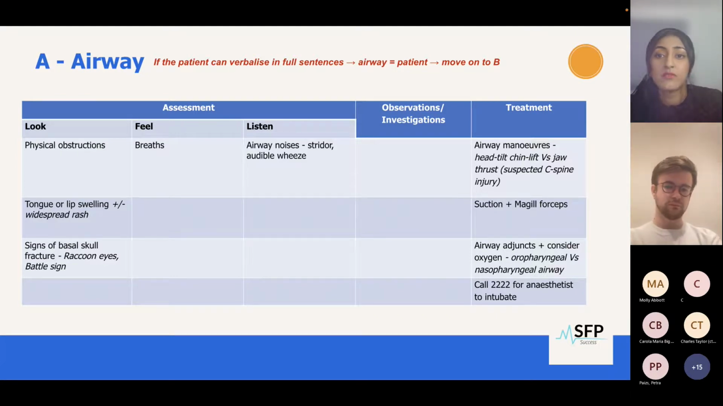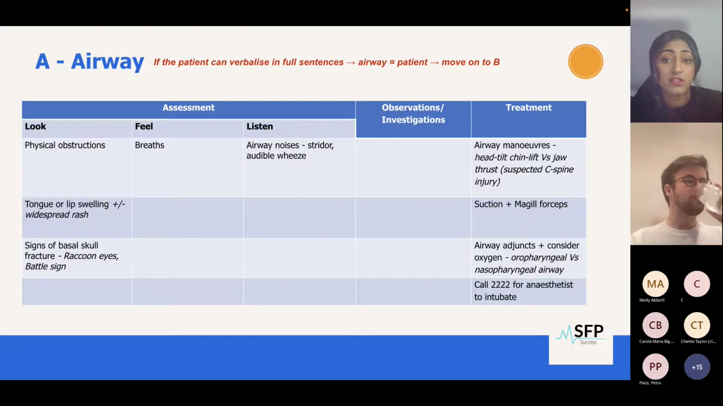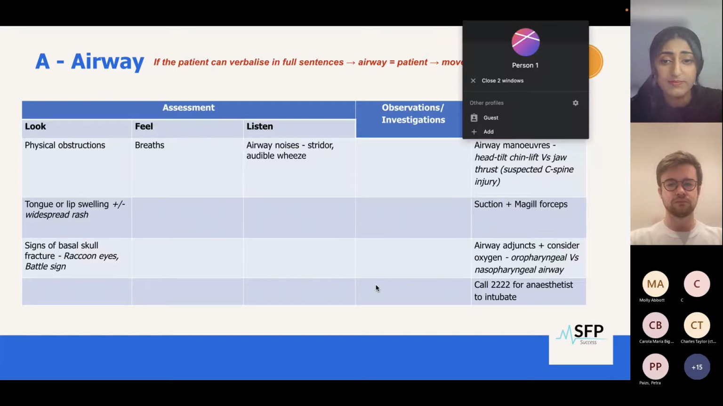And then the main interventions that you're going to do are quite simple ones in doctor's ABC. So your head tilt chin lift, you might consider a jaw thrust if you're thinking a C-spine injury. You might need to use different tools, so using suction and forceps if there were any physical obstructions. And then airway adjuncts are something that I think you need to know quite well for this interview, because they can ask you about the nitty-gritty details. So I've done a slide on that we'll talk through in a moment.